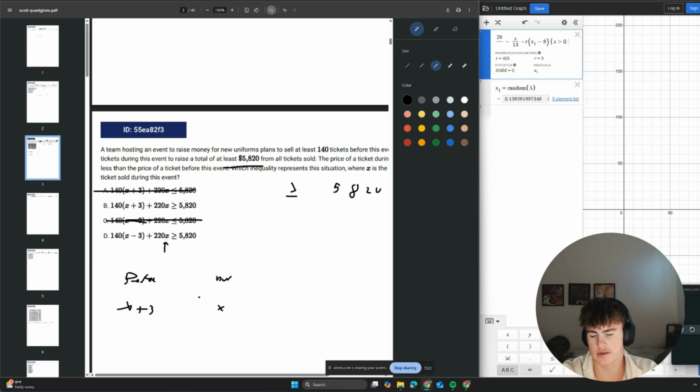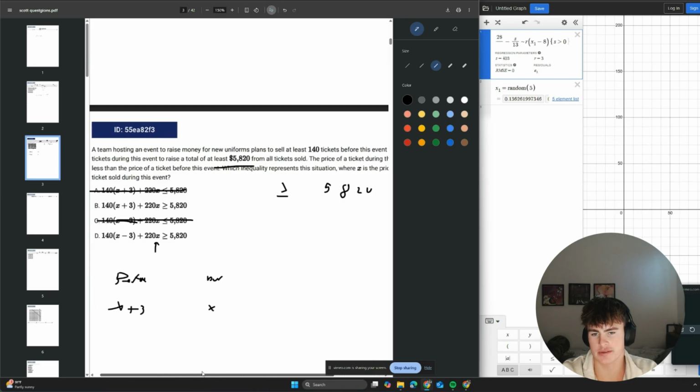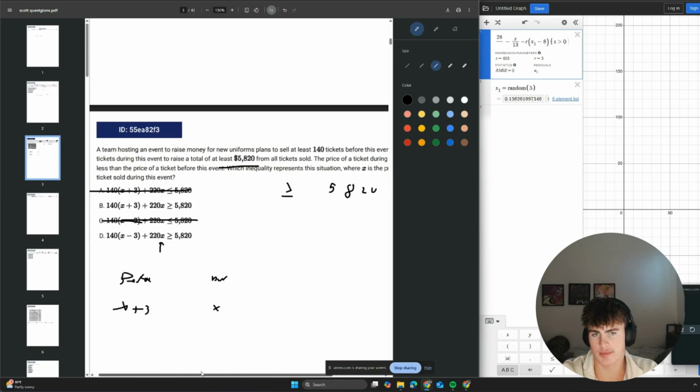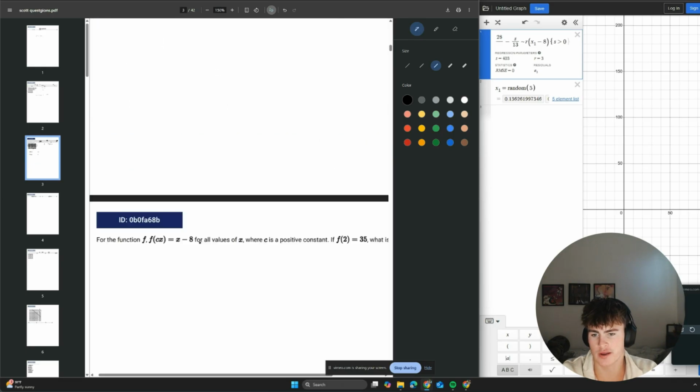It's just X. You might think it's X minus 3 because it's $3 less, but it's the opposite, because during the event it's cheaper, but before the event it's going to be X plus 3 because X is your term right there, if that makes sense. I don't know if I explained that well, but it's just B here, I'm pretty sure.